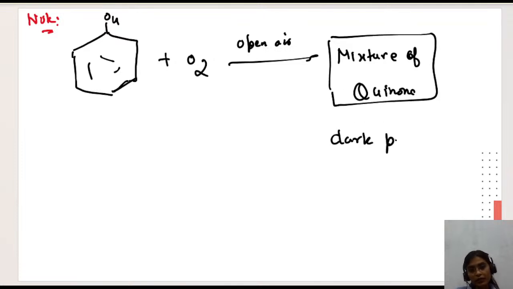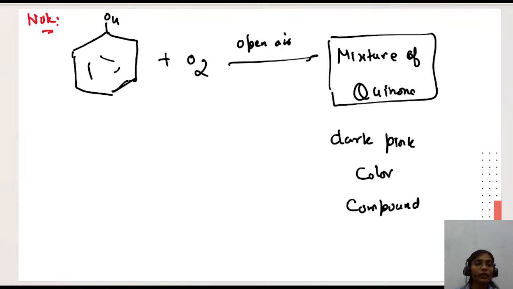dark pink color compound. If you want to check whether we have a phenol or not, just put it in open air, and we get a dark pink color. So it's a kind of test as well. The last topic is identification of phenol. It's really important.